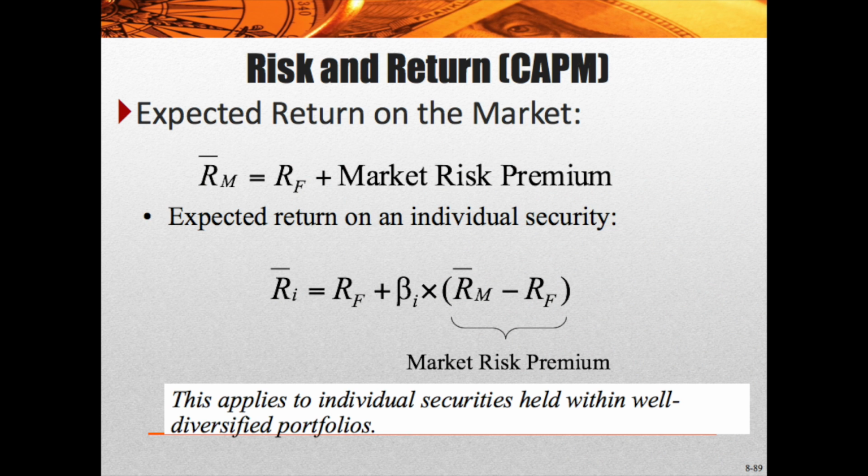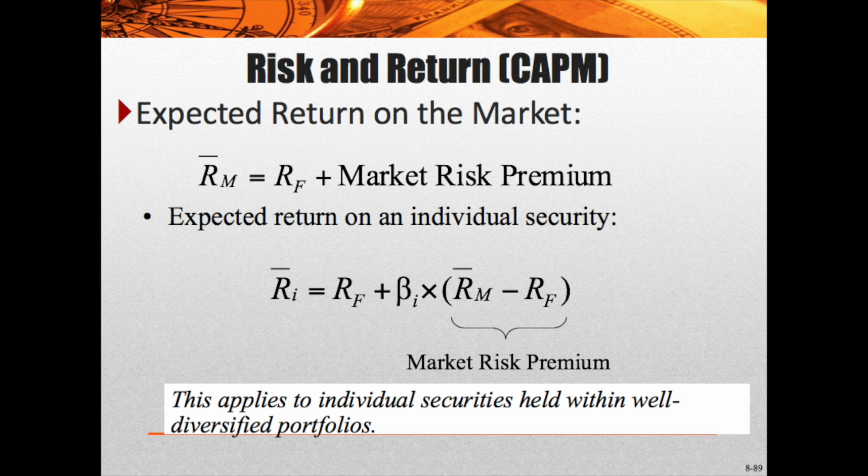Okay, let's take our beta and talk about it in a different way and use it in the capital asset pricing model, or CAPM. CAPM starts with our expected return on the market, or R sub M. Now, we talked about this previously. The return on the market is the risk-free rate plus the market risk premium. And that is the amount of return you get for holding risk in the market.